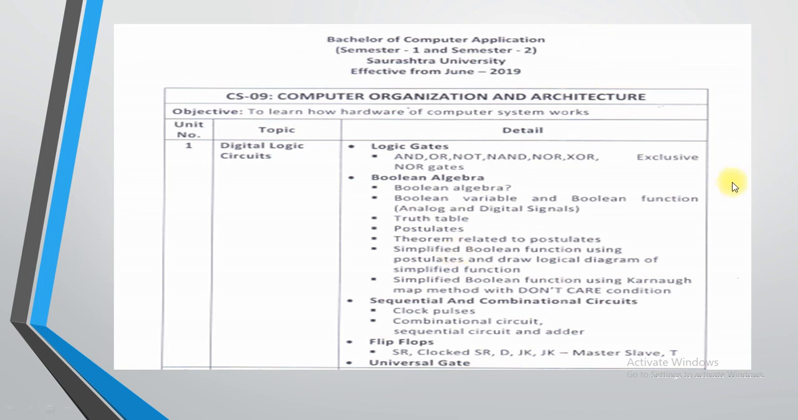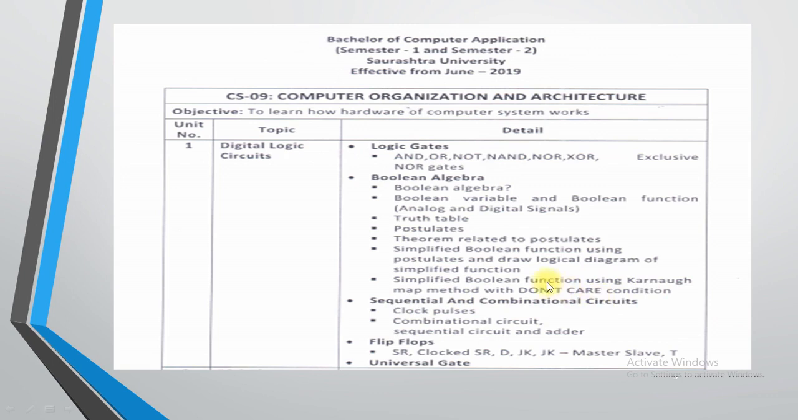There is a method called the K-map method, Karnaugh map method. We can solve our Boolean functions using this method, and we can also use the don't care condition. Later on we will discuss this in detail, but right now I am only going to speak the names of the topics. Next is sequential and combinational circuits.